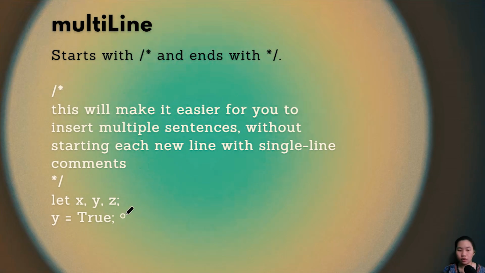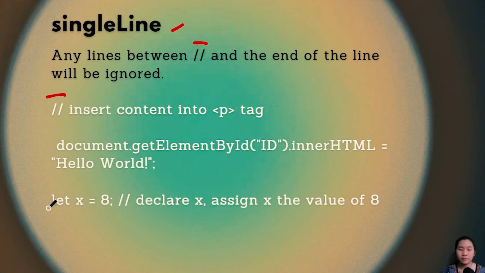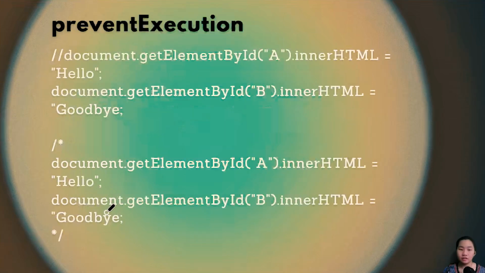It will only look at the code down here. And the code down here is declaring variables and assigning a value to them. Boolean value of true to y. Let's move back here. If you remember the first lesson, document.getElementById, innerHTML, hello world. This is printing content into an HTML element with the ID. And this is declaring another variable and assigning it the integer 8.